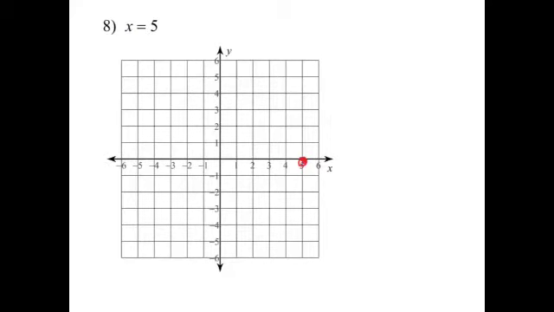Moving on to 8, all we have is x equals 5, so let's put a point on 5 for x. What this says is, it doesn't matter what y value you pick. You can pick a y value of like 3. The x is always going to be 5, so that'd be a point of (5, 3), or (5, 6), or (5, -3). That makes a vertical line, just like so.